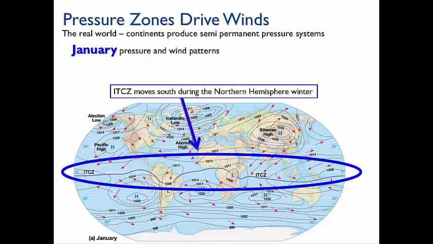Also in the winter, the ITCZ, the intertropical convergence zone, moves south. It's hotter down here in the southern hemisphere in January, and that pushes the intertropical convergence zone to the south.